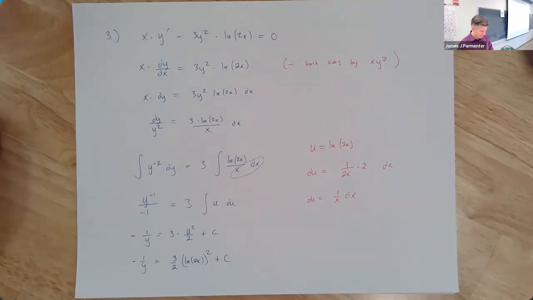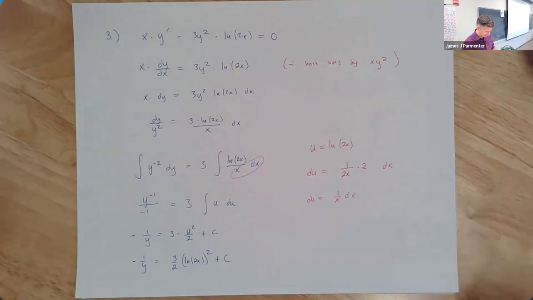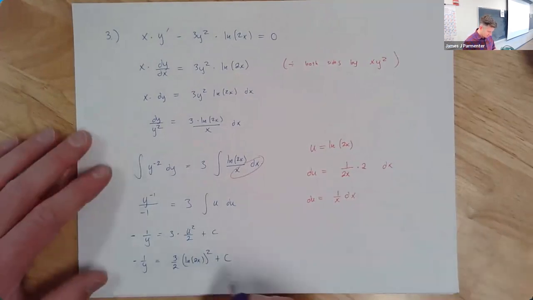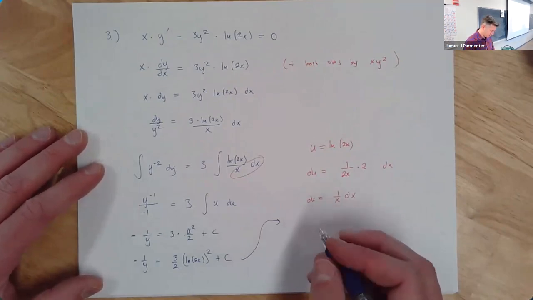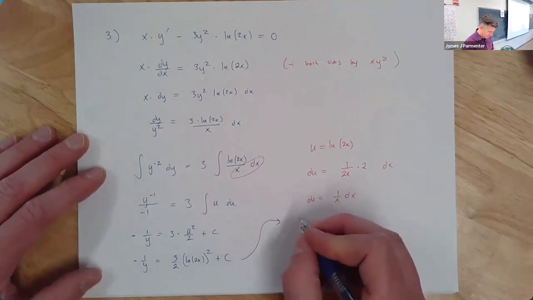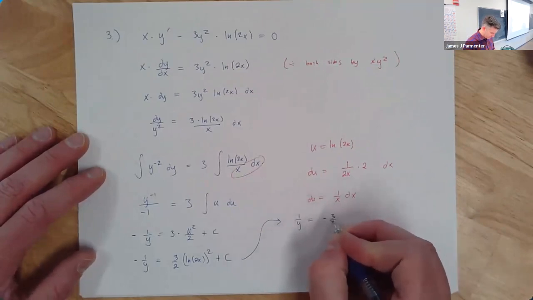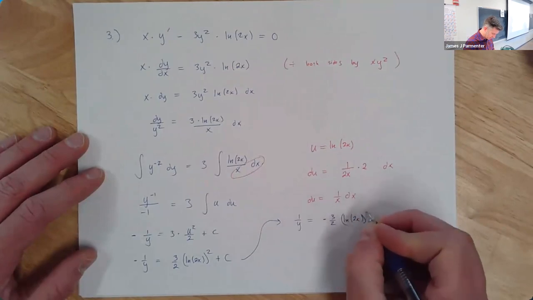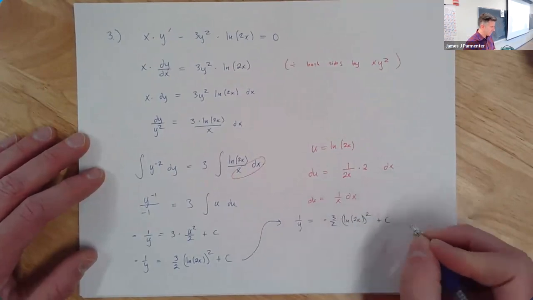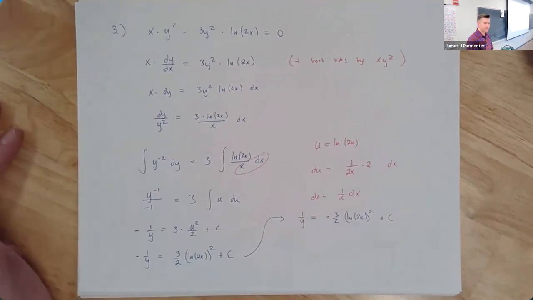And now we have to solve for y. Yeesh. So first I would get rid of the negative sign first, personally. Multiply both sides by negative 1. Yeah, I would do that. So check it out. I'm going to have 1 over y equal to negative 3/2 natural log of 2x quantity squared plus c. Because a constant times negative 1 is still a constant.